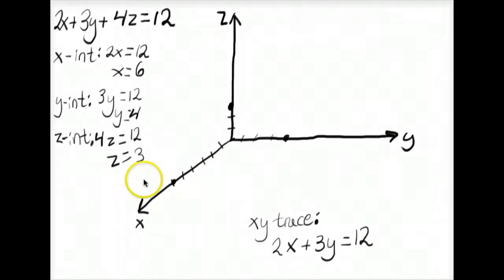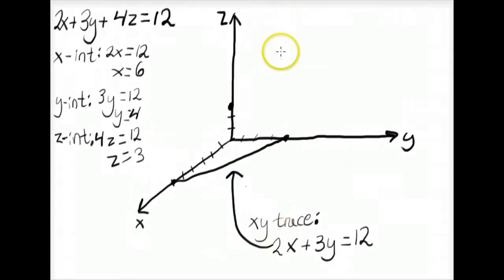So when you graph 2x plus 3y equals 12 on the xy plane, you're actually going to get a line that passes through these 2 points. So our plane is going to just be a connection of those two. So this line would be 2x plus 3y equals 12, and that's the xy trace.